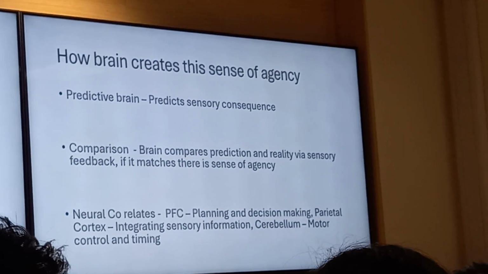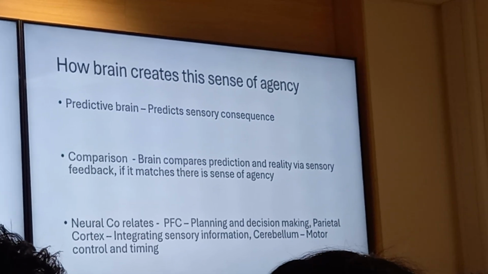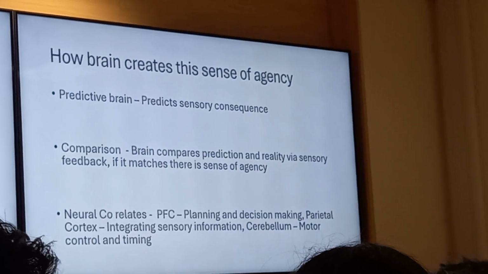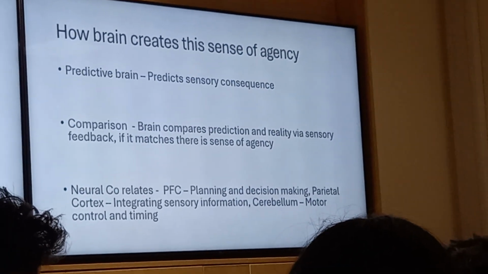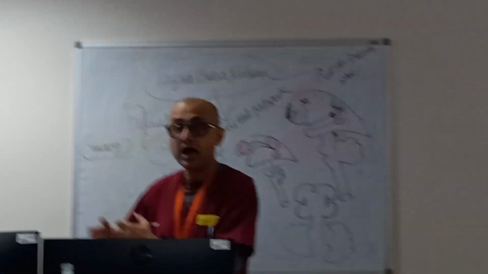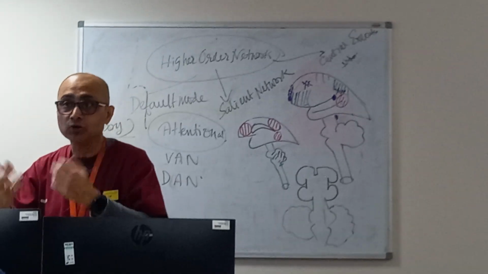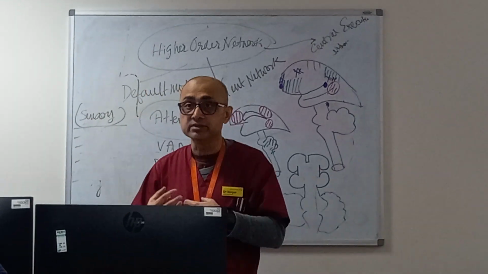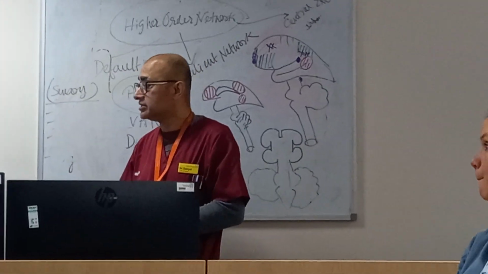So what are the parts of the brain which are involved? One is the prefrontal cortex, which is planning and decision making, then the parietal cortex and cerebellum. So these are the three parts of the brain which are working together to give you a sense of agency, that I am doing this, I am moving my limbs, I am talking, I am seeing things. So that's what agency is. Next slide.